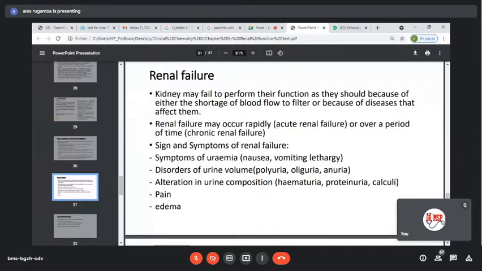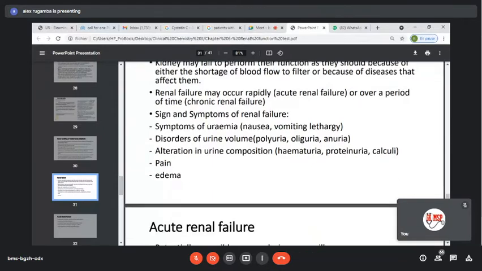There is also alteration in urine composition. I told you about hematuria, the presence of red blood cells in the urine, and proteinuria, the presence of protein. Other indications of urine filtration problems are pain and edema. Edema, you know, is water that can accumulate somewhere. It means that your nephron is not able to maintain the sodium and water balance. Where sodium goes, the water will flow. So they have edema.